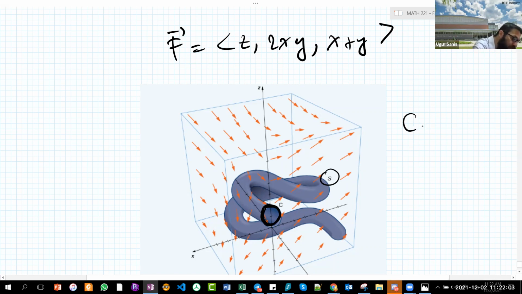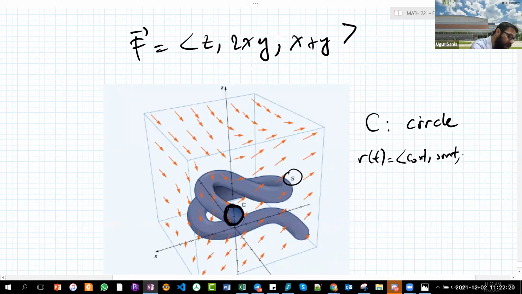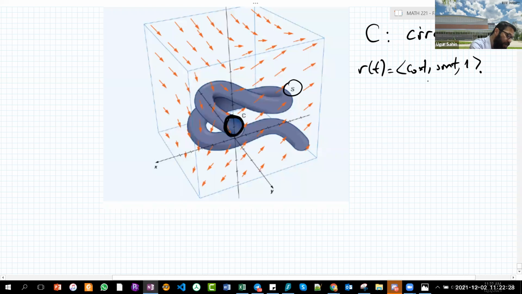The curve is here, right? Basically a circle. Do I know how to find the parameterization for the circle? Yes, we did it a lot of times, right? Cosine t, sine t. Basically, the curve is a two-dimension shape. That's why the z parameter could be anything here. It could be any number. So I'm just going to choose 1. This is my r of t.